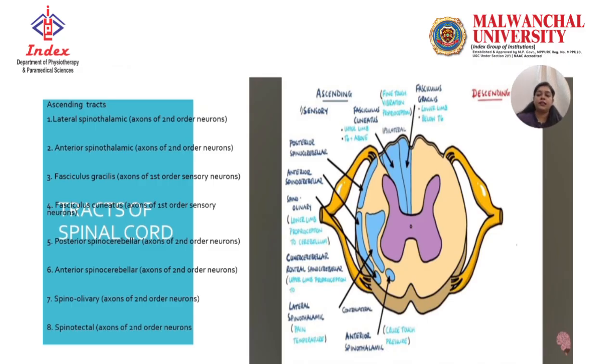Now if we talk about the tracts, in the ascending tracts we have the lateral spinothalamic tract, the anterior spinothalamic tract. This is lateral spinothalamic, this is anterior spinothalamic, and we have fasciculus gracilis, fasciculus cuneatus, posterior spinocerebellar, anterior spinocerebellar, spino-olivary, and spinotectal. So these are the ascending tracts.